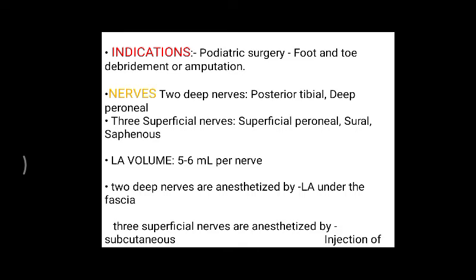For blocking each nerve, we require about 5 to 6 ml of the local anesthetic. Hence, you must take at least 30 ml of local anesthetic in total. The two deep nerves are anesthetized by giving local anesthetic under the fascia, while the three superficial nerves are anesthetized by giving a subcutaneous injection.